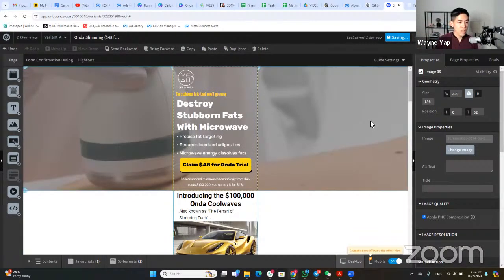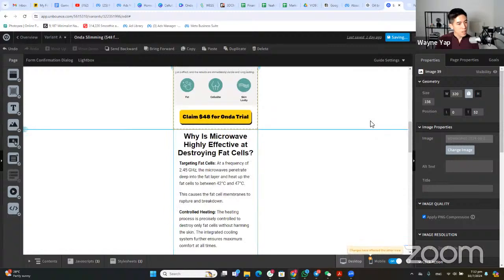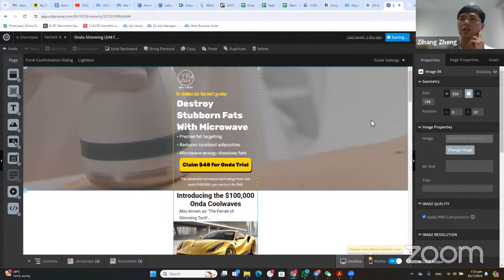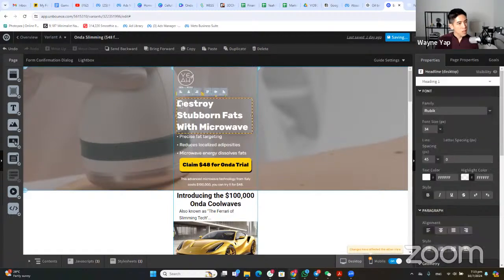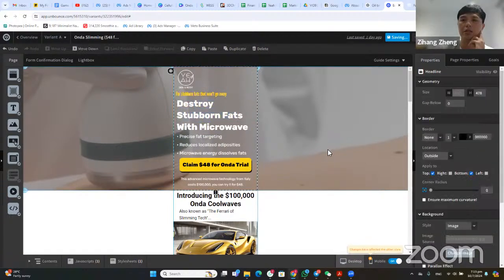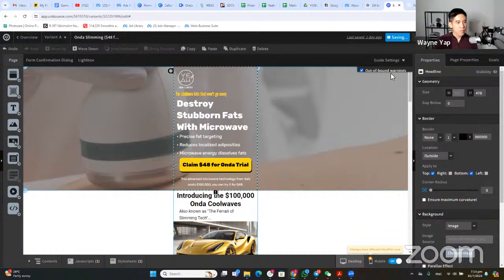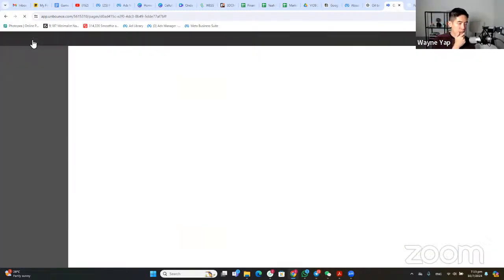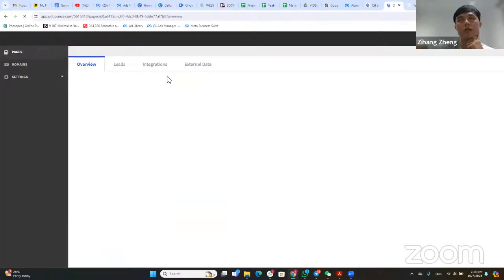So you came up with three versions for this, is it? Right now only one version. Okay. Then after that is changing the headlines, the subject. Okay, I'm just looking at it. I just saved my latest version, not sure if you are looking at the latest one. Oh yeah, okay. Destroy stubborn fats with microwave. That's the one, right? Yeah.